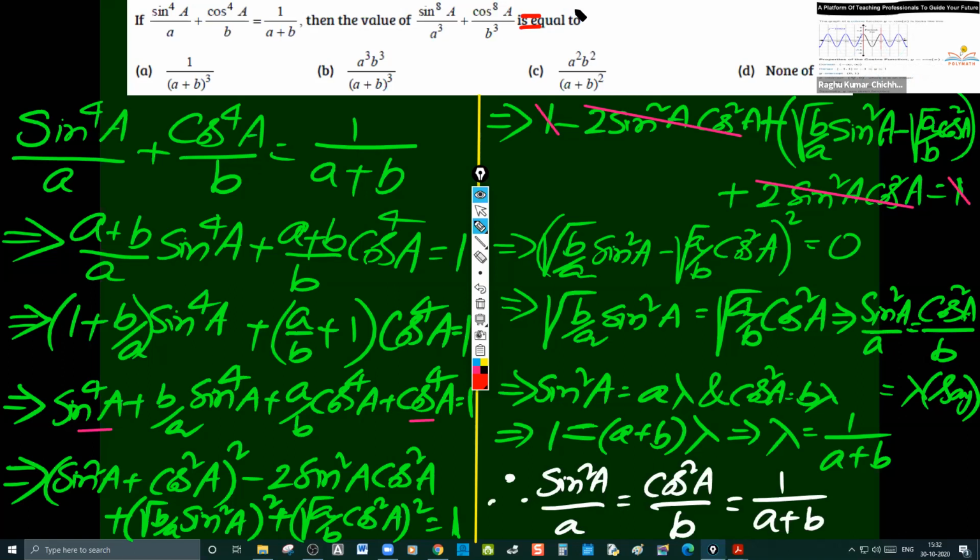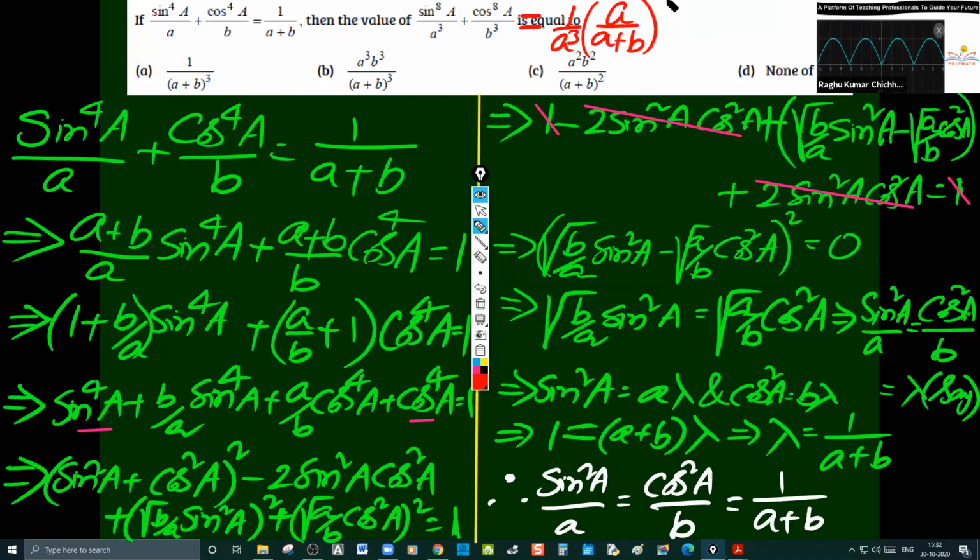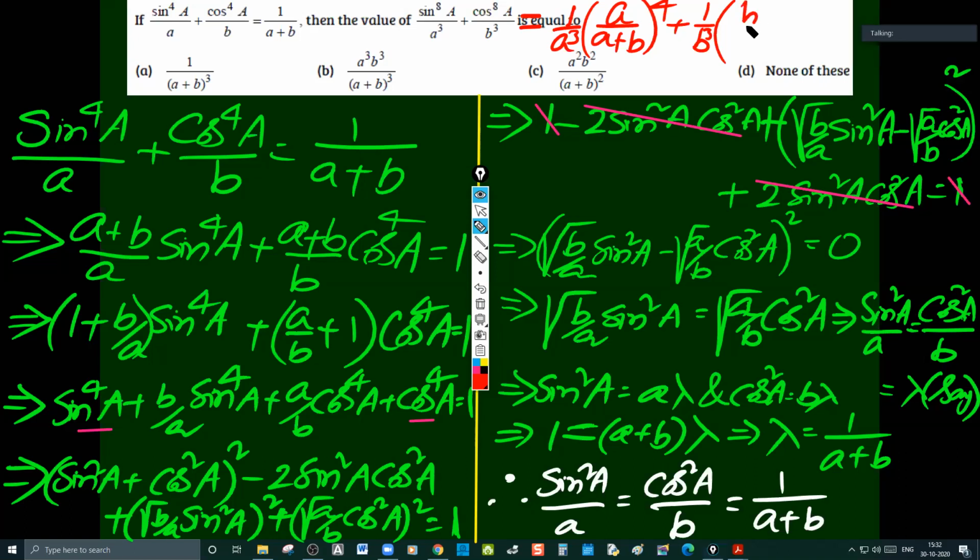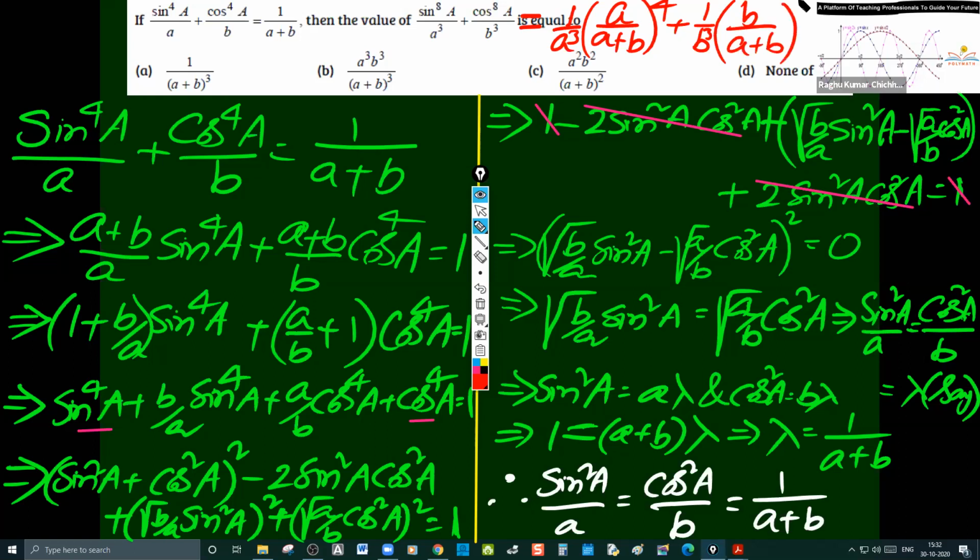1 by A cube, I'm getting it out. And I'm writing it as A by A plus B whole power 4. Come on, tell me now. Similarly, writing this as 1 by B cube into, instead of cos square A, I can write B by A plus B, whole power 4. Come on, take LCM and simplify and tell me the final answer.